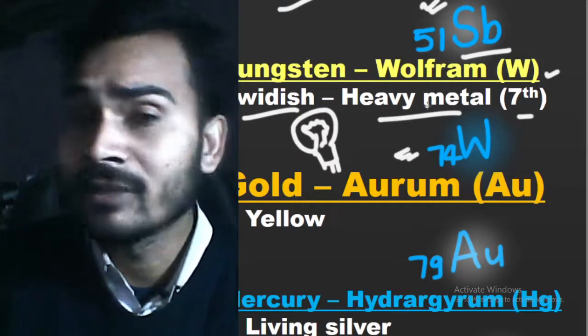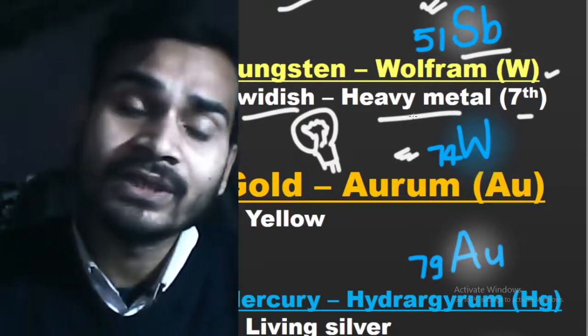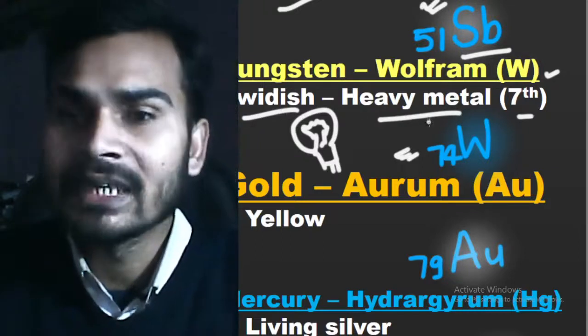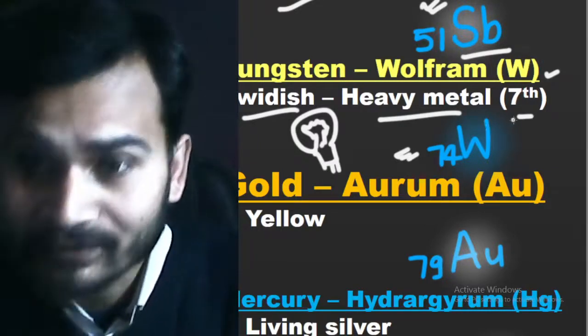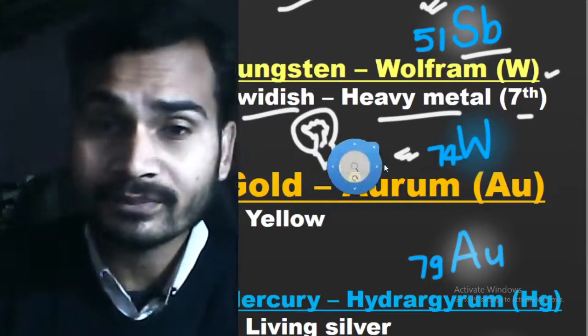And why is the name wolfram given? Because the word wolfram in the Swedish language means heavy metal, and it is the 7th heaviest metal in nature.